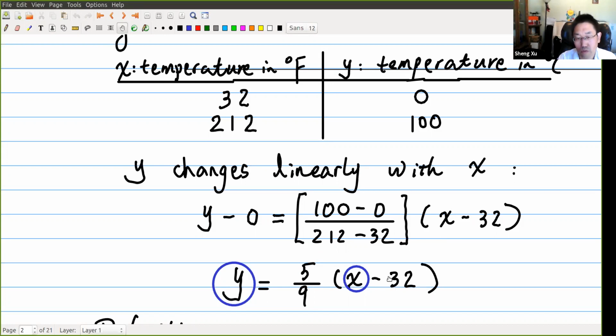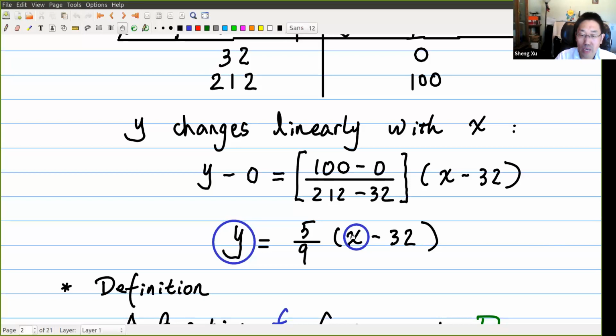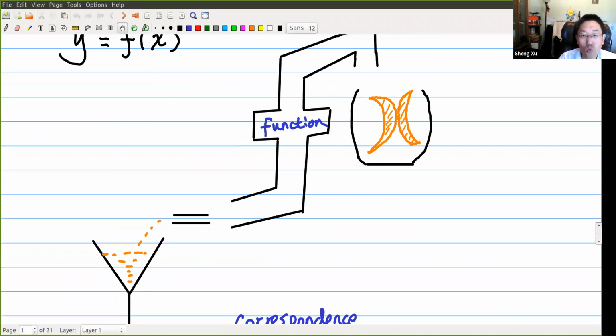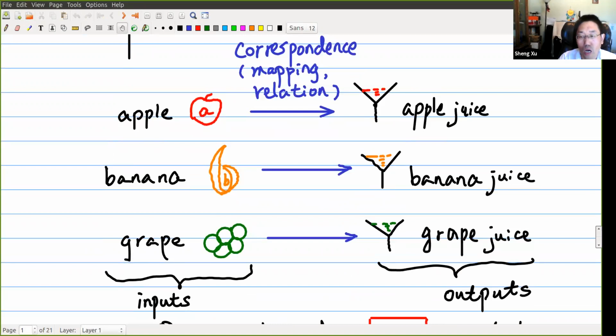So that's the linear relation between a temperature in Celsius and Fahrenheit. Last time we said this is a linear equation, but now we can say this is a mathematical function. X is the input. You input a temperature in Celsius, then you evaluate this right-hand side expression, and you get the temperature in Fahrenheit. So this is called a mathematical function, y equals f of x. The letter f is my machine, just like the previous case, the juice machine. The input are the fruits and the output are juices. But here, the input is x and the output is y.